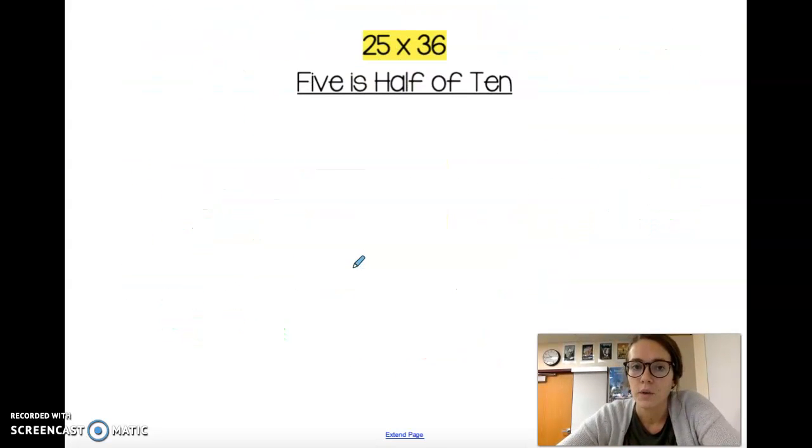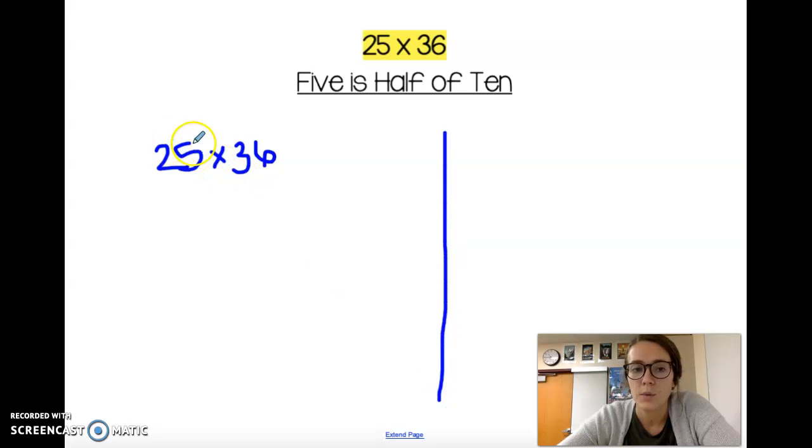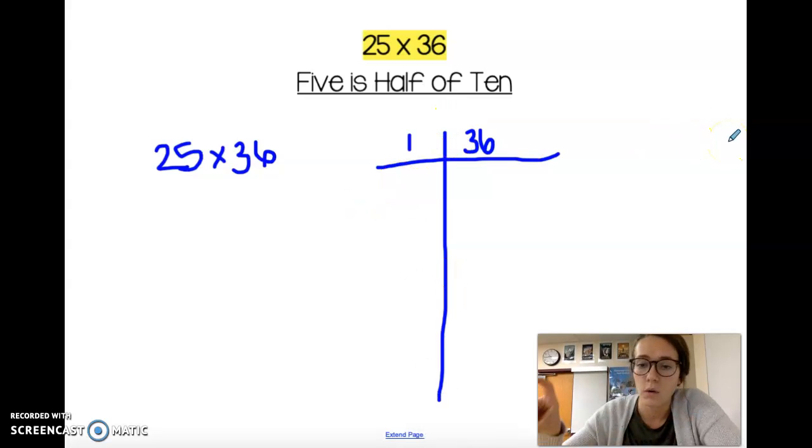All right. We're going to be looking at the same problem, and this time we're going to be using the strategy 5 is half of 10. And so we practiced this the other day in class. And for this, we are going to use a ratio table to help us keep track of all of these relationships. All right, so I don't off the top of my head know what 25 times 36 is, but I know one group of 36 is 36. I'm doing my ratio table vertically. You could do it horizontally, but I'm really digging vertical today.